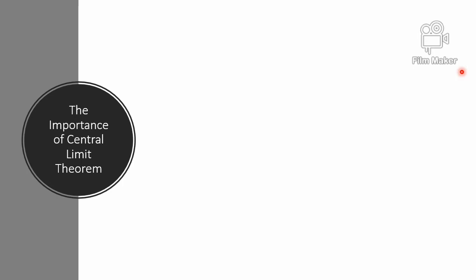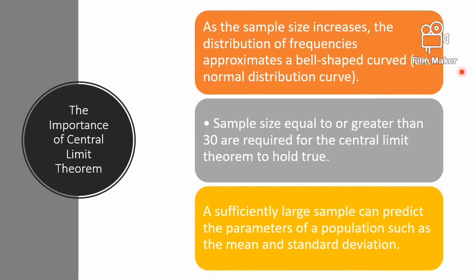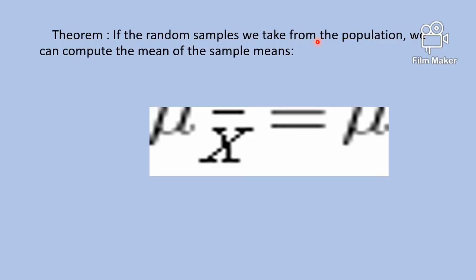The importance of central limit theorem. As the sample size increases, the distribution of frequency approximates a bell-shaped curve, for example the normal distribution curve. A sample size equal to or greater than 30 is required for the central limit theorem to hold true. A sufficiently large sample can predict the parameters of the population, such as the mean and the standard deviation. So this will be the theorem.